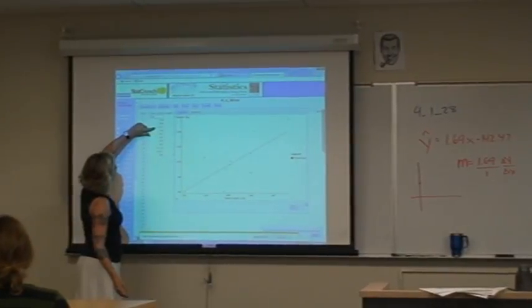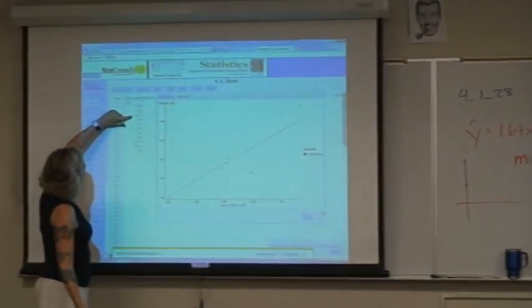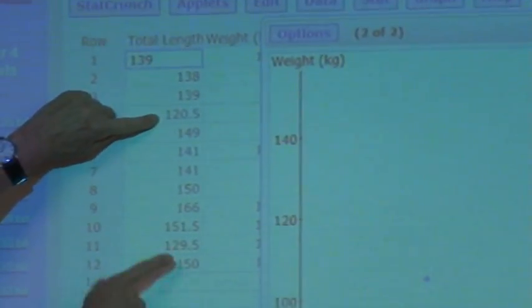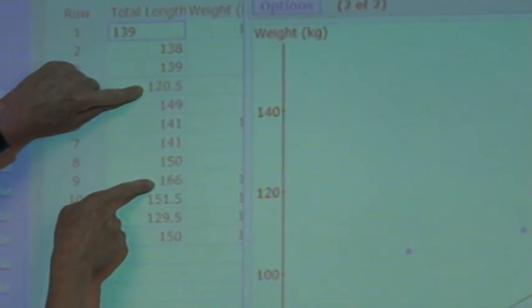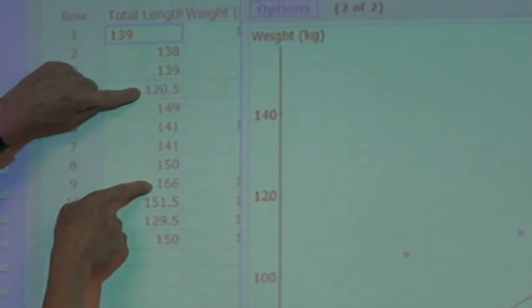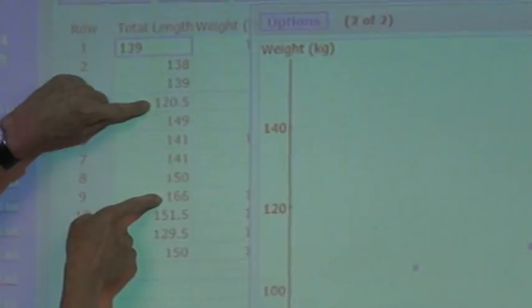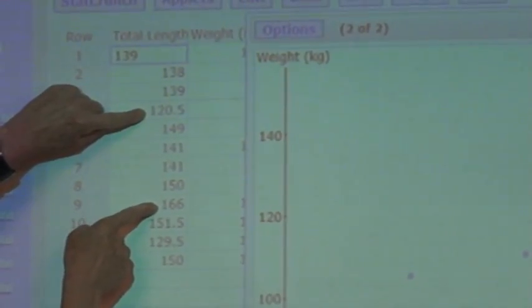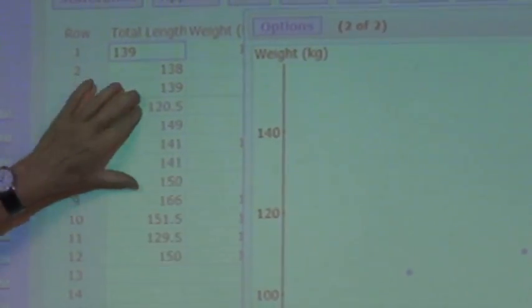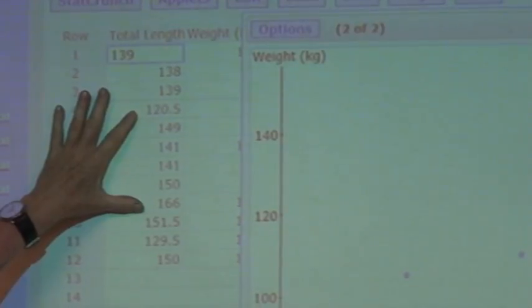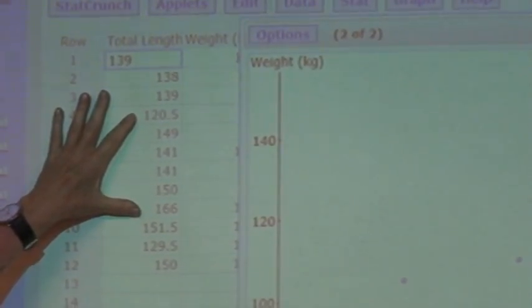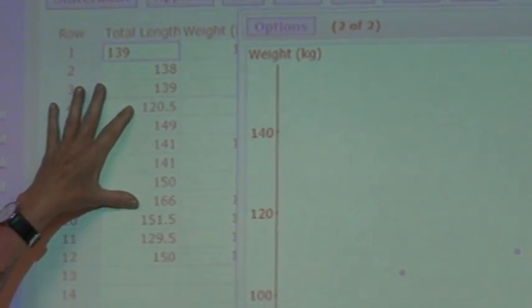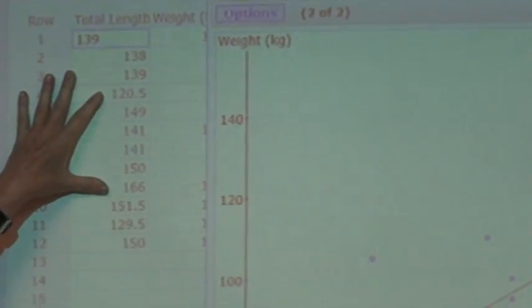Between, I'm sorry, bear length between say 120.5 centimeters and what was our largest, 166? So any bear length in between there, we could again estimate what that bear weight would be. What values do you think? What should we use? Somewhere between 120 and 166. What do you think? Somebody pick a number. Any number.